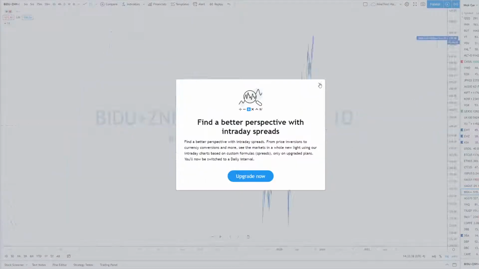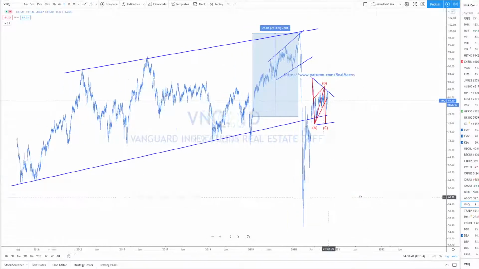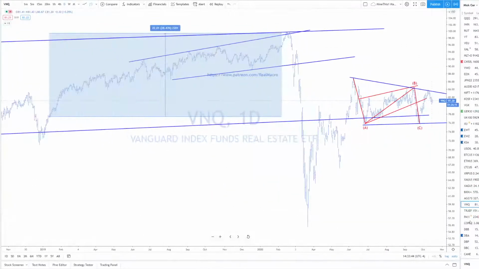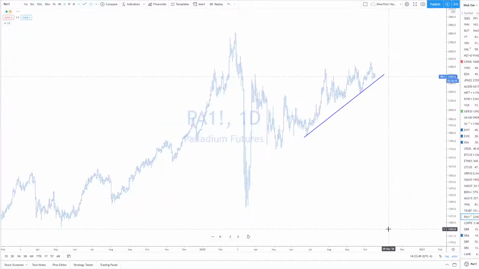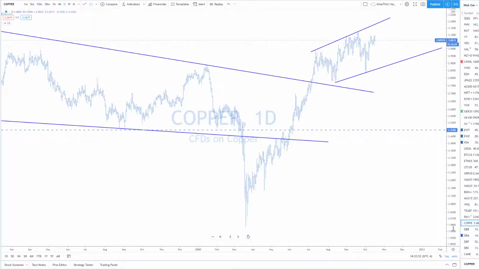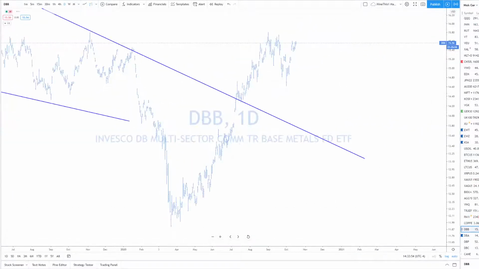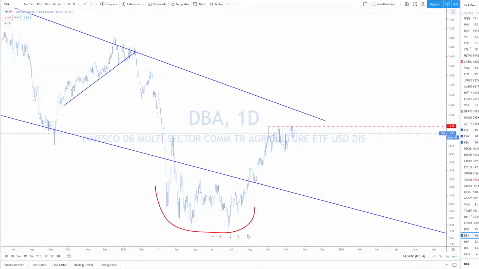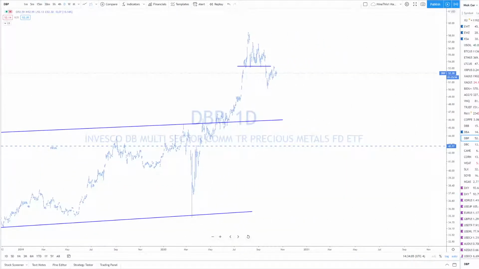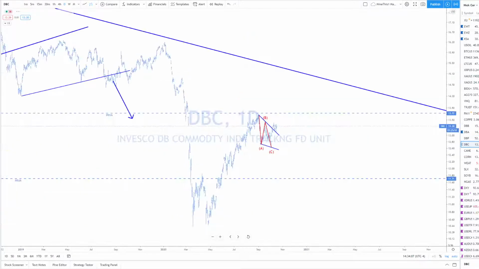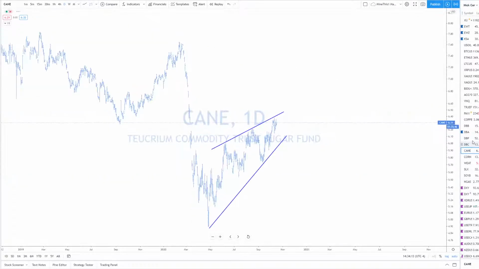Let's skip that. Real estate, okay, big reversal. Commodities, holding up. Palladium, holding. Copper, holding. Base metals, pushing a little higher. Agriculture, high base. Precious metals, that weakness we were talking about just now in gold. Overall commodities breaking out, but not doing a very good job following through. Sugarcane, at the top of the structure.